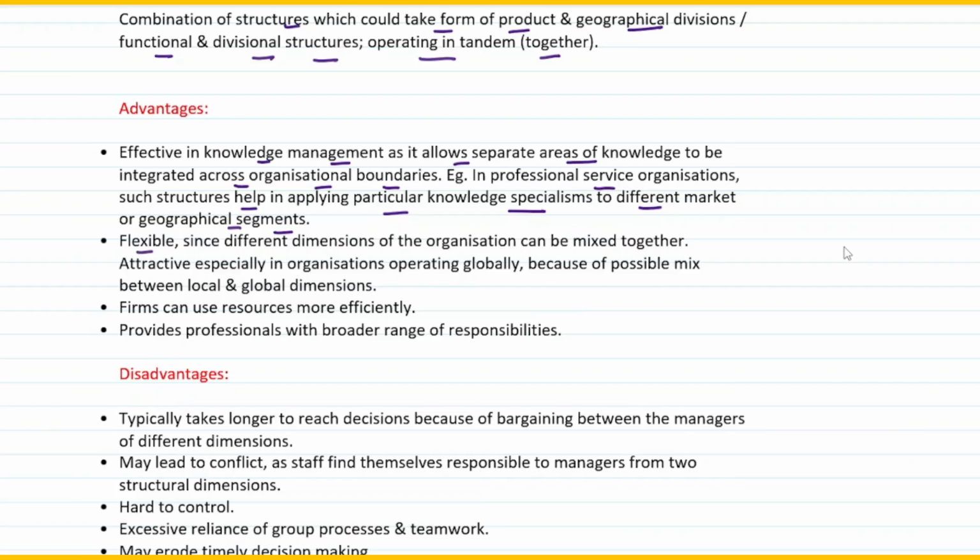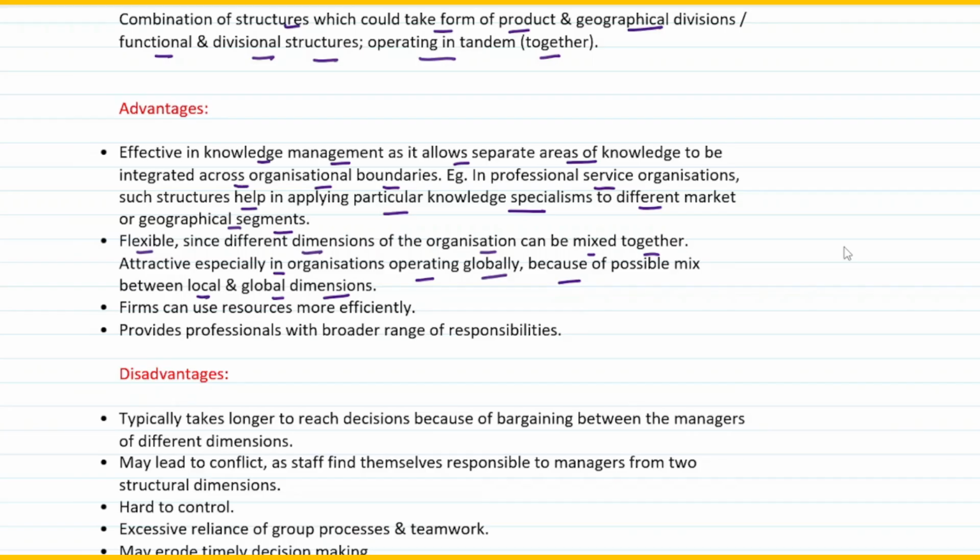Then it's pretty flexible. Why? Because different dimensions of the organization can be mixed together, and because there are people from varied fields and varied specialisms, they can come together, and that eventually can lead to a lot of flexibility. It is also attractive, especially in organizations operating globally, because of the possible mix between local and global dimensions. So basically the MNCs, the multinational companies, can find it very attractive because there can be a good blend of both local as well as global knowledge specialists, or rather the dimension.